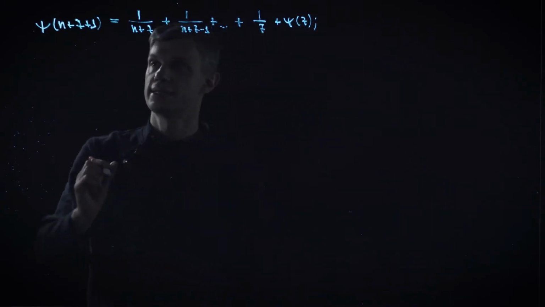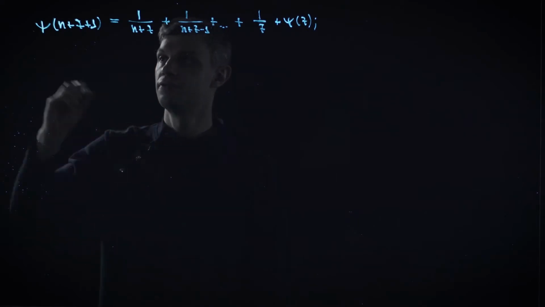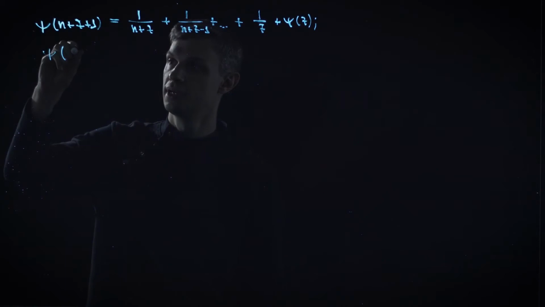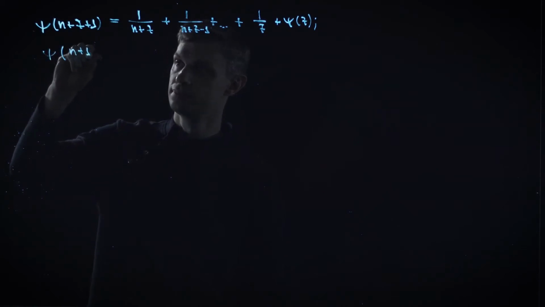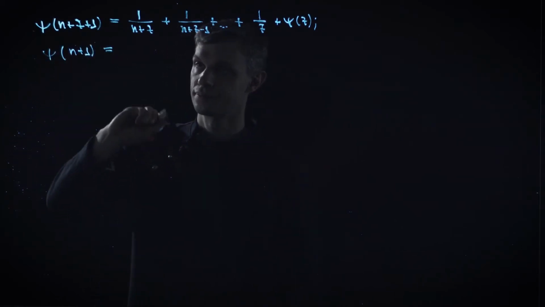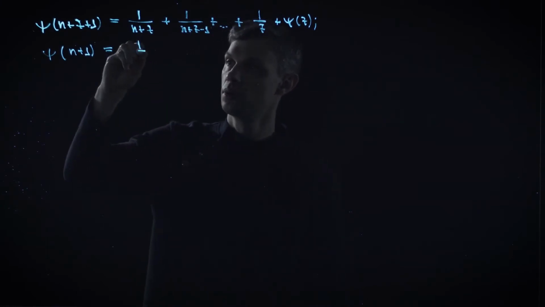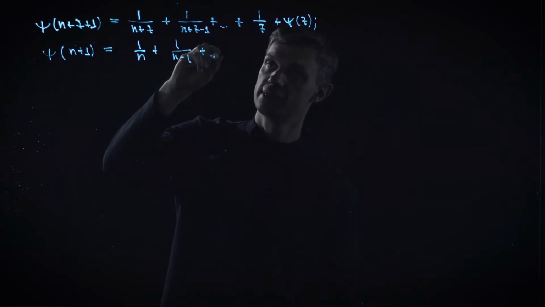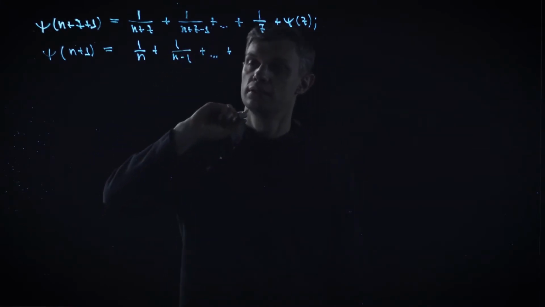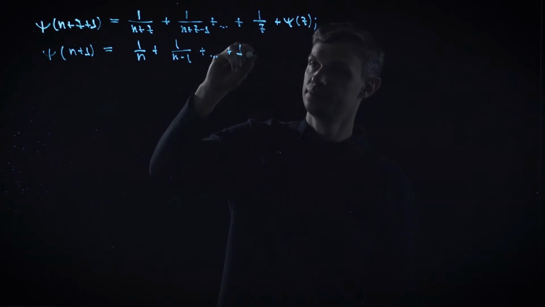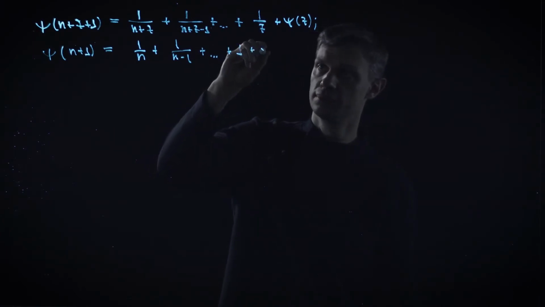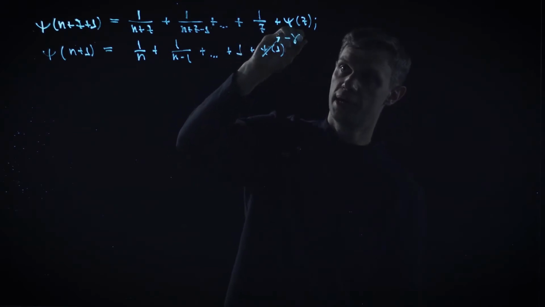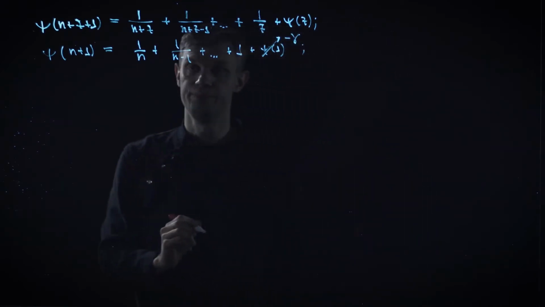Next, let's write down the same chain rule for psi of n plus 1. And again, it's going to be, as before, 1 over n plus 1 over n minus 1 plus ... plus 1 plus psi of 1, where psi of 1 is simply minus Euler constant.